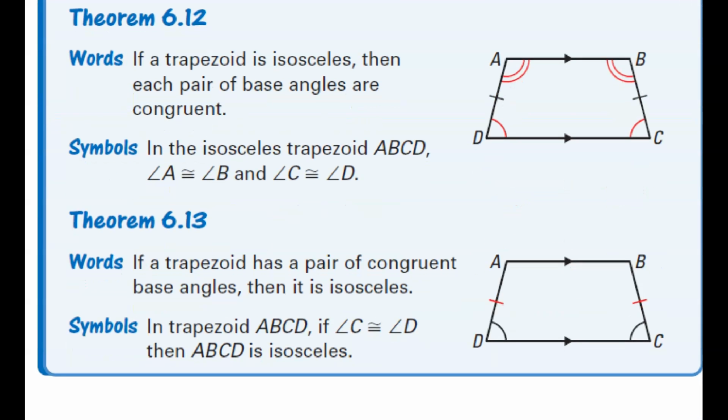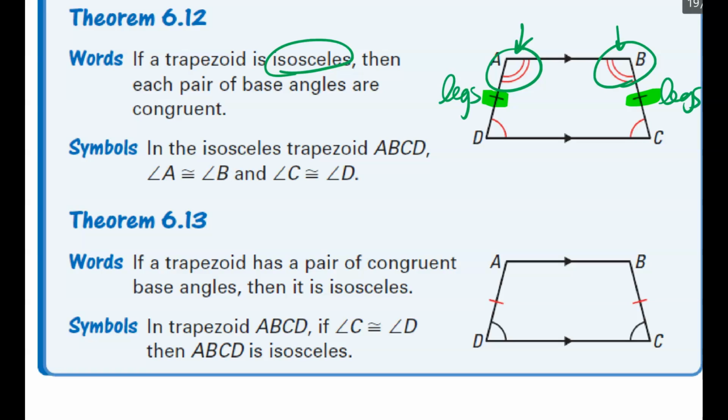All right, last part. So if a trapezoid is isosceles, then each pair of base angles are congruent. So if we have an isosceles trapezoid, that means that both parts of the corresponding base angles will be congruent. So the two angles that touch the same base, they'll be congruent if we have an isosceles trapezoid, meaning the legs are congruent. All right, and then if a trapezoid has a pair of congruent base angles, so if we see that we have a pair of base angles that are congruent to each other, then we know that the sides will be congruent and it will be an isosceles trapezoid.